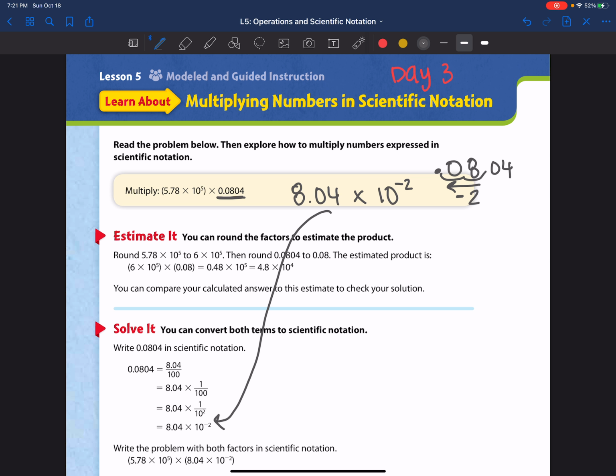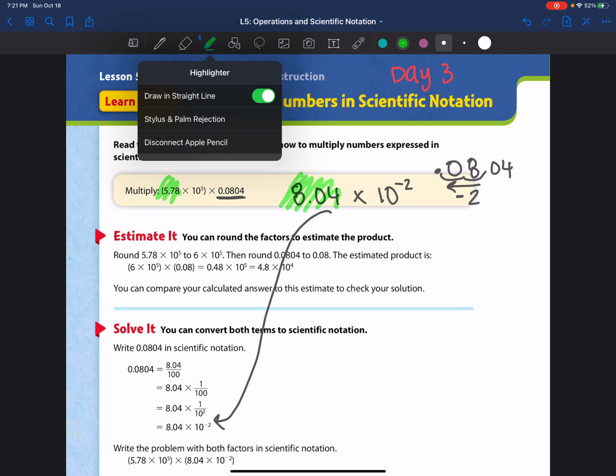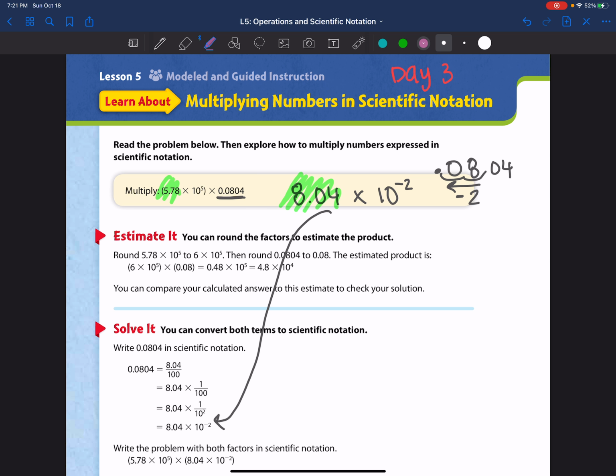All right, so now that we have that, since we're multiplying everything, we can go ahead and move or regroup. So we can put our coefficients together, and I'll highlight those in green. And we can also multiply our powers of 10 together. All right, so we'll end up doing 5.78 times 8.04 multiplied by 10 to the fifth power times 10 to the negative second power, and we'll find our answer.